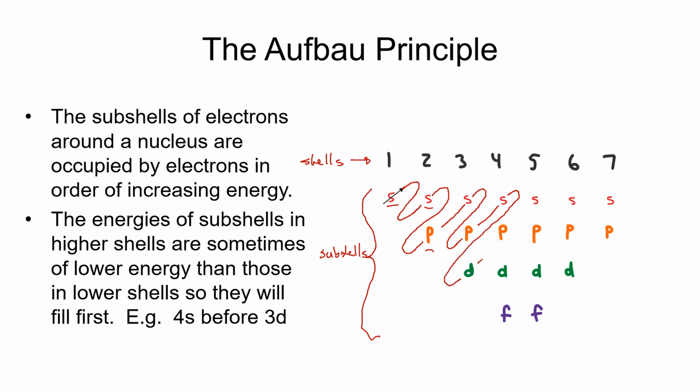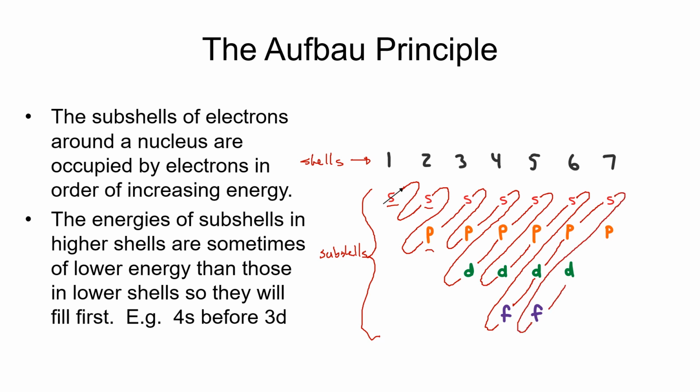And then back to the beginning here, and you do 3D and 4P. And then 5S. And then back to the beginning. And then 4D and 5P. And then 6S. And then all the way down here, and then 4F, and then 5D, 6P, 7S, and then to finish it all off, 5F, 6D, and then 7P.